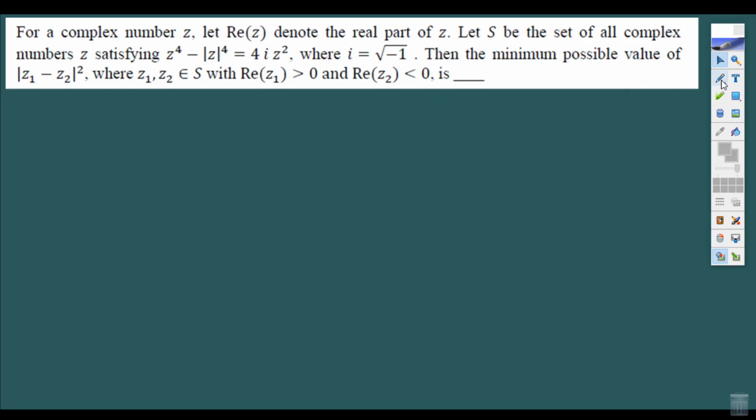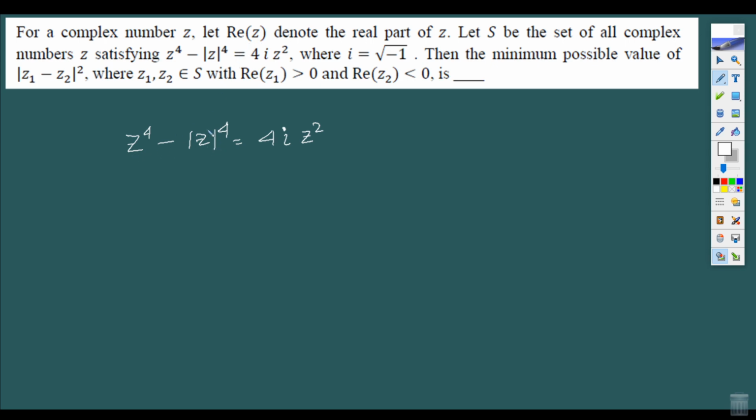Let us look into this first question of JEE 2020 paper 2. Complex number. Initially they have defined what is the real part of Z. Let S be the set of all complex numbers that satisfy Z raised to 4 minus modulus of Z raised to 4 is equal to 4 iota times Z square. Iota has been defined as under root of minus 1. The minimum possible value of modulus of Z1 minus Z2 square, where Z1, Z2 belong to this set S.